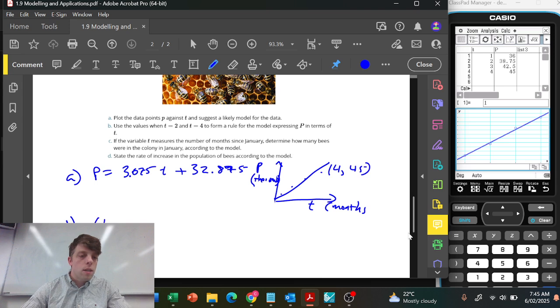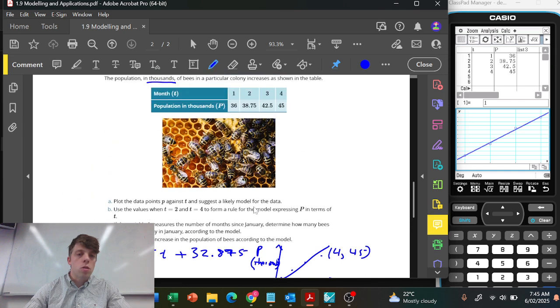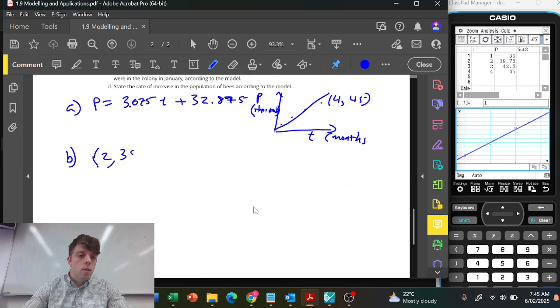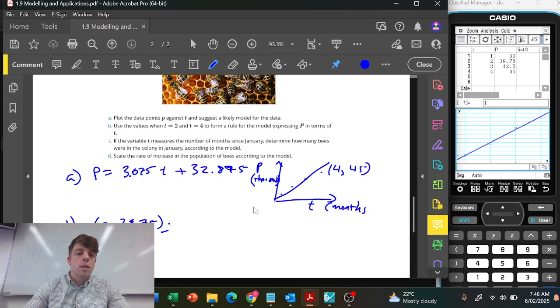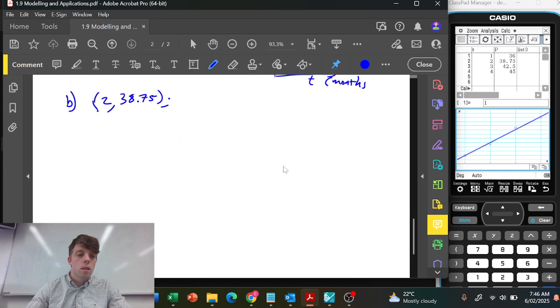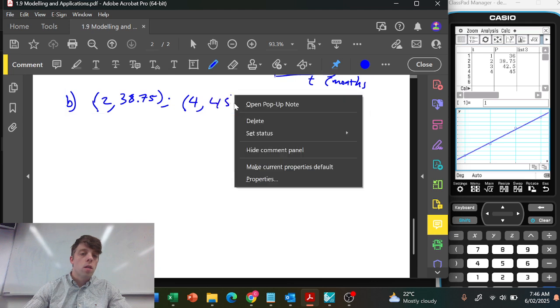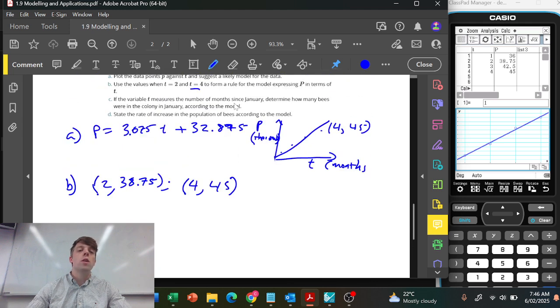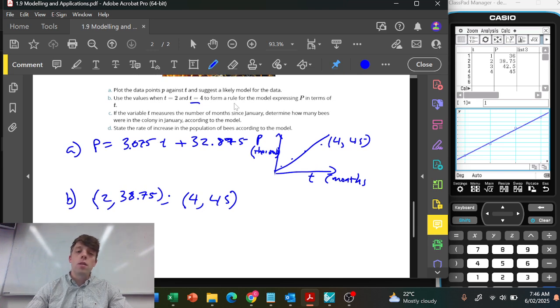So we're going to use t equals 2. When t equals 2, p equals 38.75. And then we're also going to use t equals 4. So when t equals 4, p equals 45. So these are our 2 points that we're going to use. All right, so what the question's now asking us to do is to use these to form a model for p in terms of t.